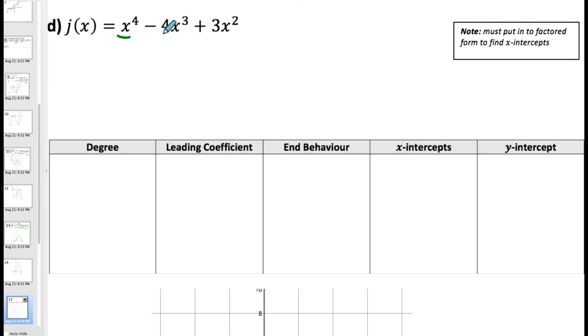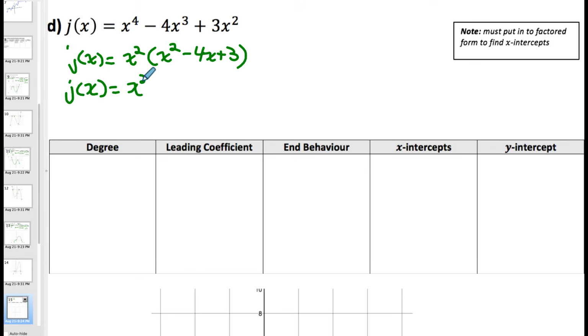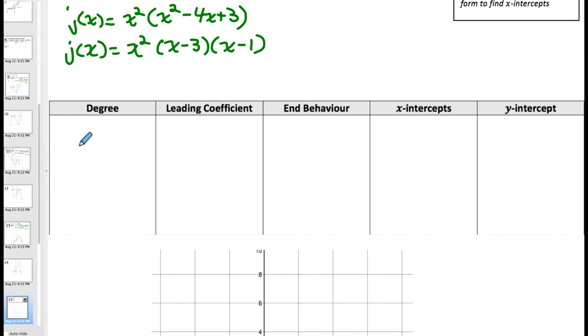Look at all 3 terms. They all have an x. In fact, they all have at least 2, so we could common factor out an x squared. So common factor out an x squared from all 3 terms. And then this second factor that's in brackets is a quadratic that we could factor by finding the correct product and sum. The numbers that multiply to 3 and add to -4 are -3 and -1. There, that's in fully factored form.